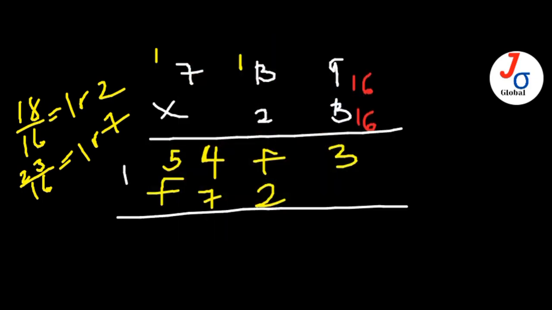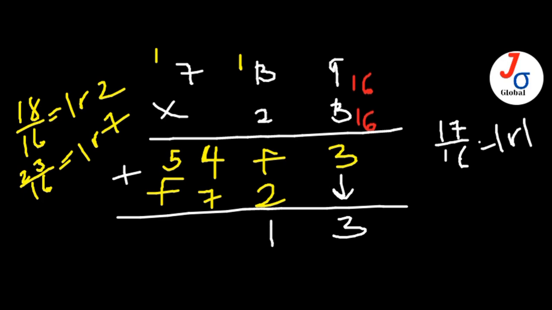I'm going to add this up together. And so we have 3. F is 15 plus 2, you have 17. So you have to do 17 divided by 16. And so you have 1 remainder 1. 1, then carry 1. 1 plus 4 is 5 plus 7 is 12. So it's still less than 16. We have to write it in the equivalent alphabet. 12 is C.